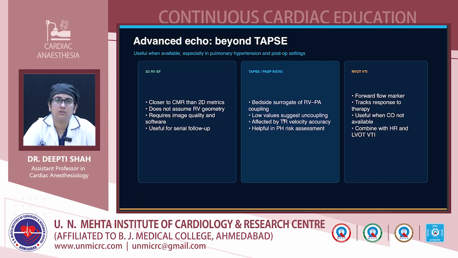If we are able to measure, then TAPSE by pulmonary artery systolic pressure ratio should be measured. It is a bedside surrogate of RV-PA coupling. As I already said, if the coupling is there, then RV function is good. The RV is able to empty, and there is efficient transfer of energy from the RV to the PA. Low values suggest uncoupling. It is affected by TR velocity. And if we are able to measure RVOT VTI, it is a forward flow marker and is useful when cardiac output is not available.